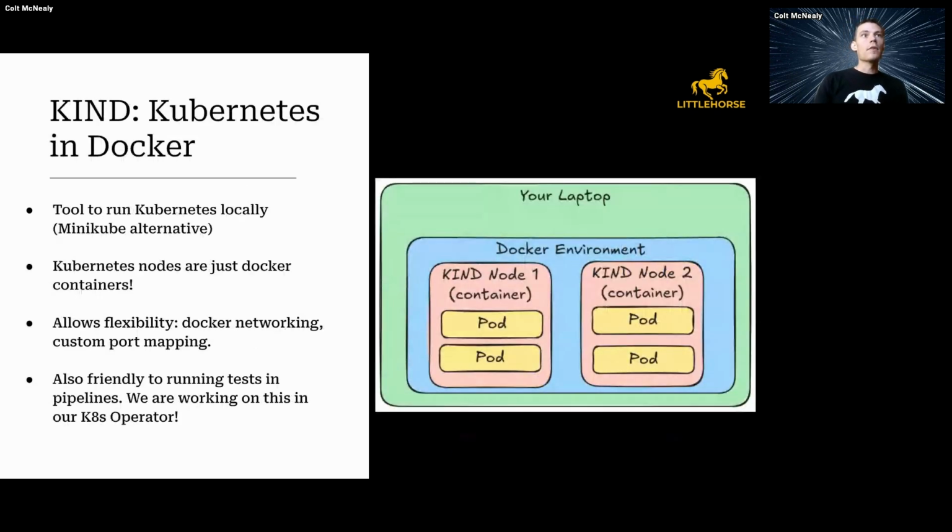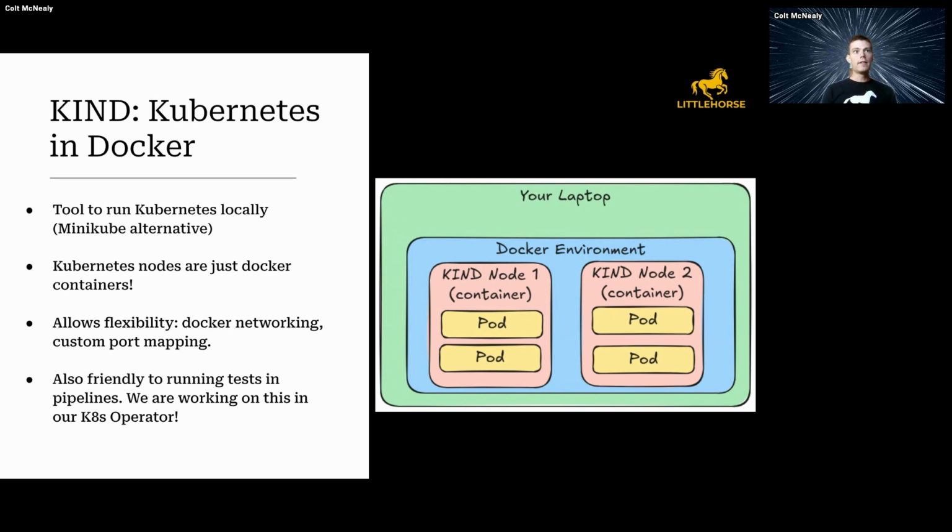So what is Kind? Kind is a very, very useful tool that we use extensively at LittleHorse, and I think many other places use it as well. It's Kubernetes-in-Docker. So it's an alternative to Minikube, or I think Docker Desktop, which is a paid product, has a Kubernetes plugin as well. And it's really flexible. And in fact, it was originally developed, I believe, as a tool for the developers of Kubernetes to have a local setup for the Kubernetes development itself.